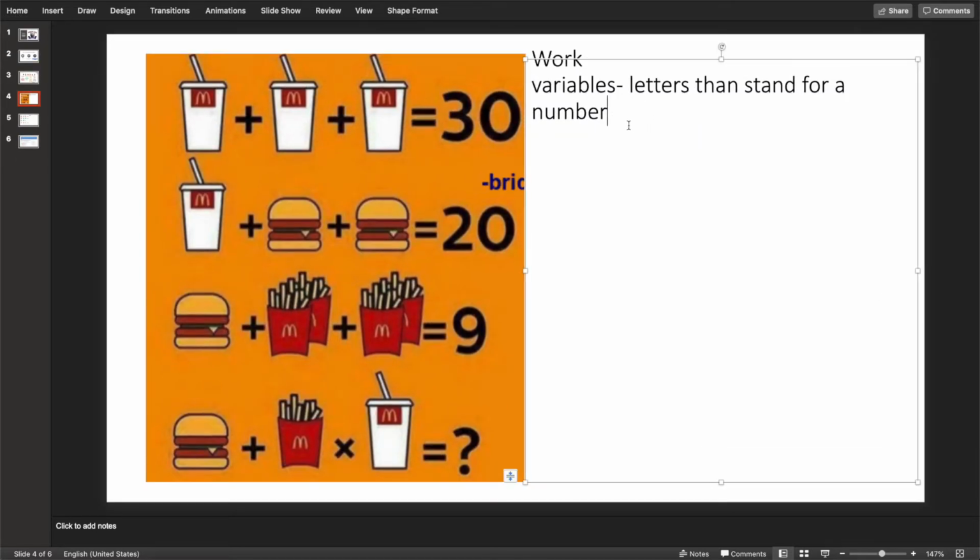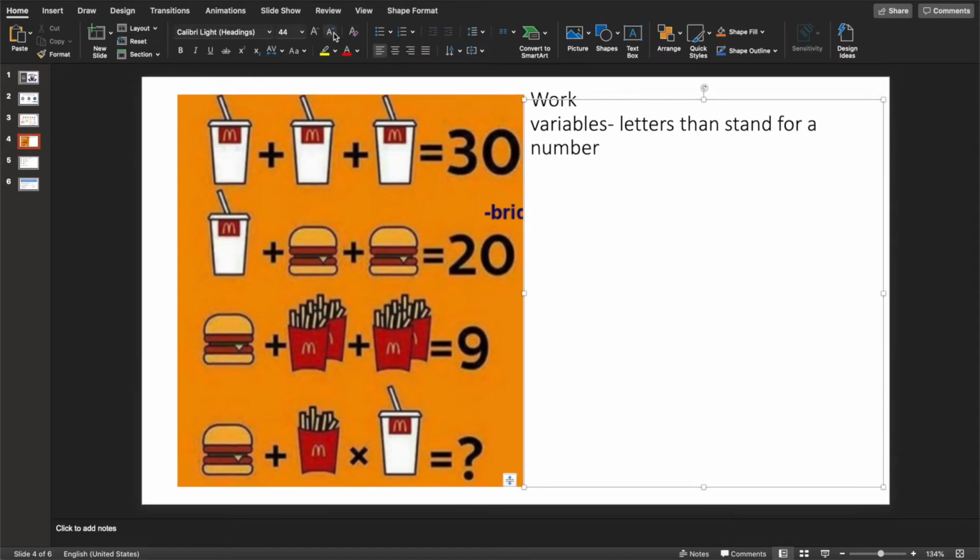So let's look at the very first row, because that's where we want to start. I see a cup plus a cup plus a cup. So I'm going to say C plus C plus C equals 30. Notice the C just stands for the cup. So a number plus that same number plus that same number equals 30.